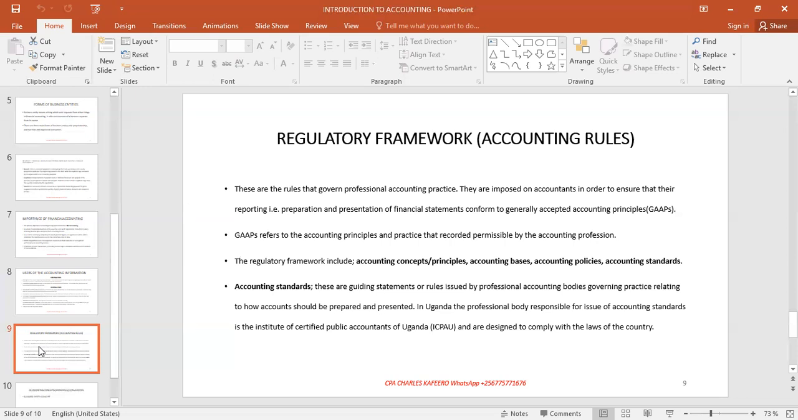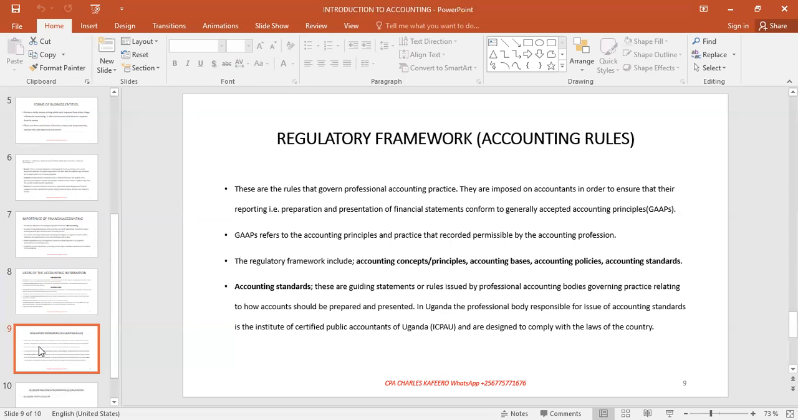The reason why they set these standards is that when you're preparing those financial statements, don't just base on any rule from anywhere. So that's why they set those standards which guide the accountants on how to prepare certain documents, like the statement of financial income, balance sheet, and everything, whether you follow those standards. You can say preparation and presentation of financial statements conform to the generally accepted accounting principles.